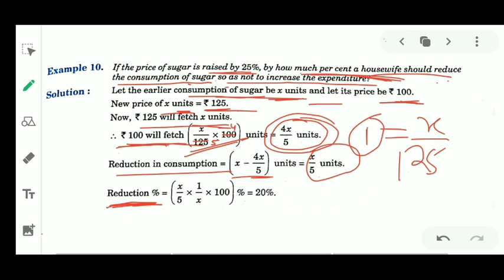It means x by 5 by x. X is the original value, no? X units. X by 5 by x into 100. That is x by 5 into 1 by x into 100. So x will be cancelled here. 100 by 5 gives you 20%. Okay.